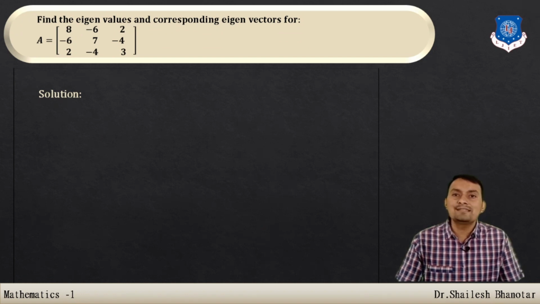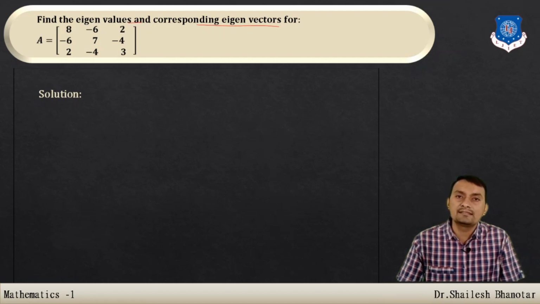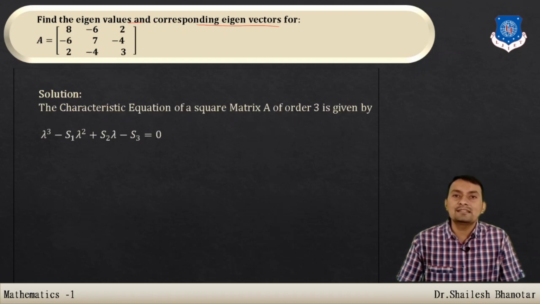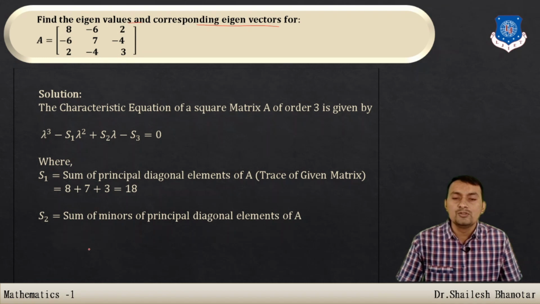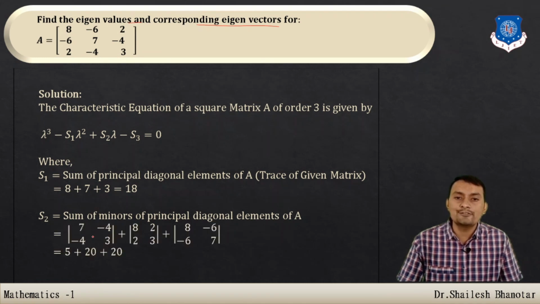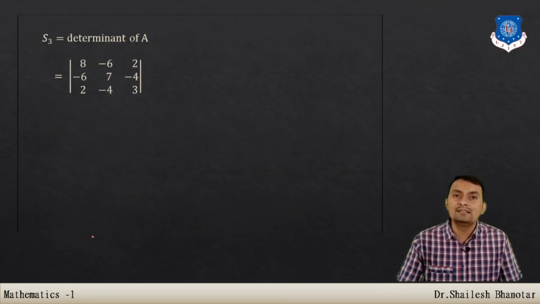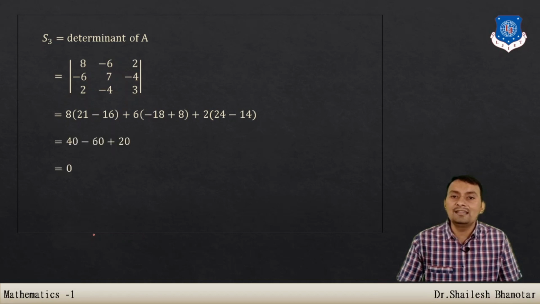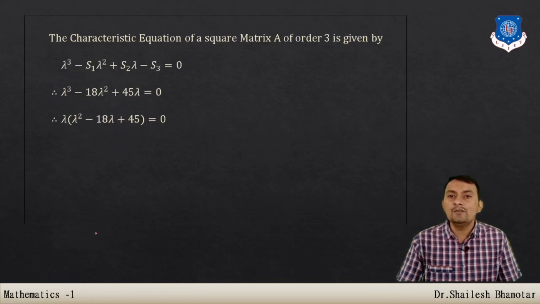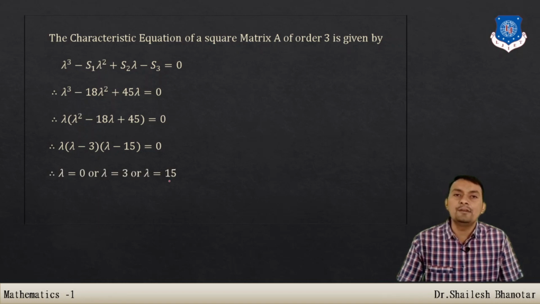Here I'm going to find the eigenvalues and eigenvectors for this matrix. Try to understand how we find an eigenvector. We want to find x such that Ax is equal to lambda x. First we consider the characteristic polynomial so that we can determine the eigenvalues. I'm not going to discuss all of S1, S2 and S3. Once you determine S1, S2 and S3, you can find the eigenvalues, and we get the eigenvalues 0, 3 and 15.